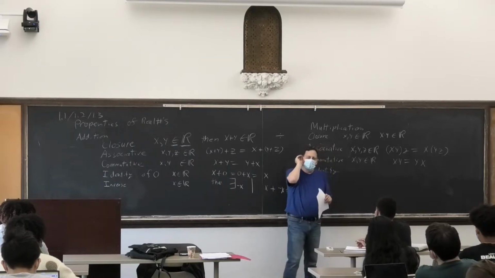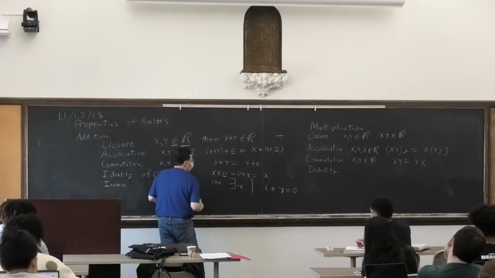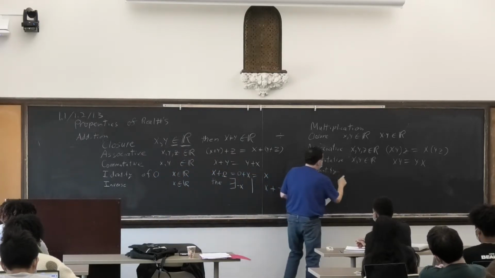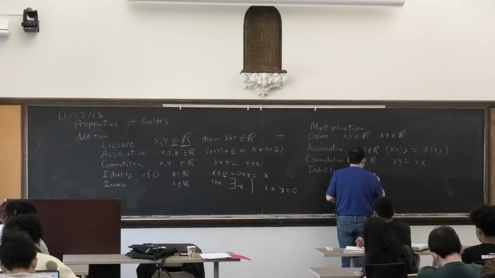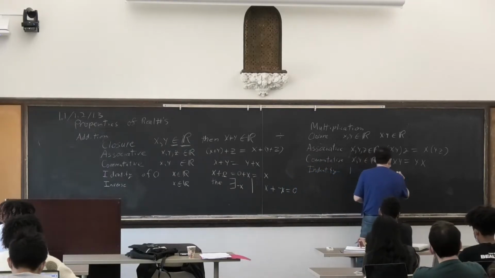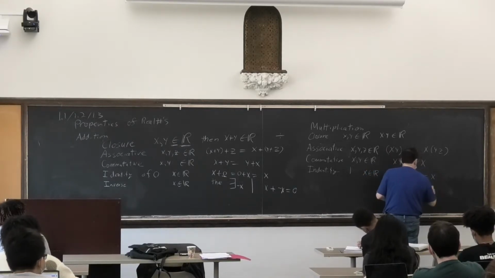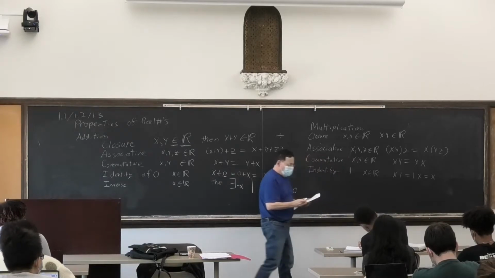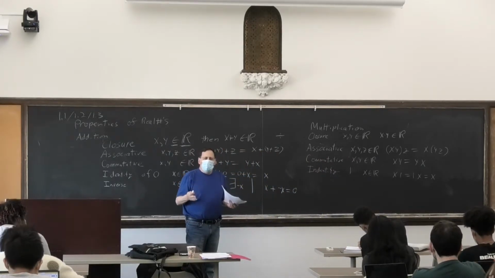No, what is the identity element? The identity element of addition is 0. The identity element of multiplication? 1. It's 1. So if x is a member of the reals, x times 1 equals 1 times x equals x. It may seem kind of obvious, but we use this all the time.